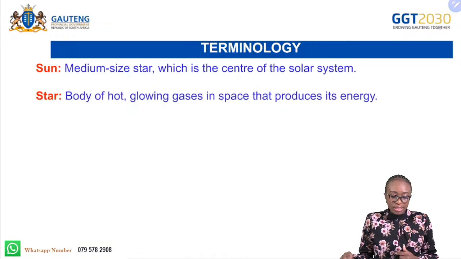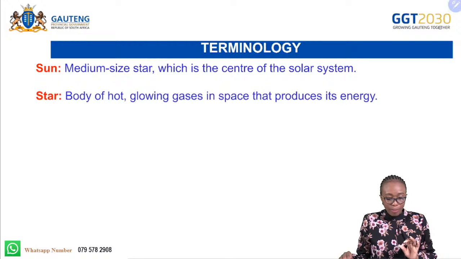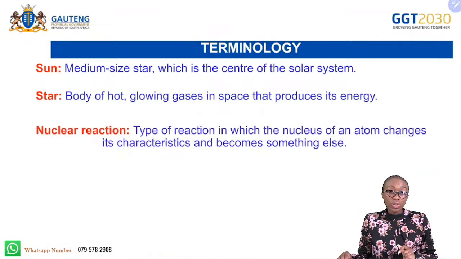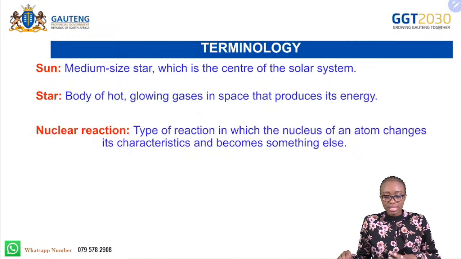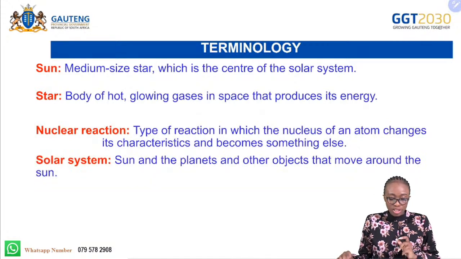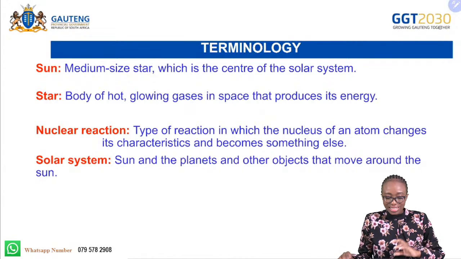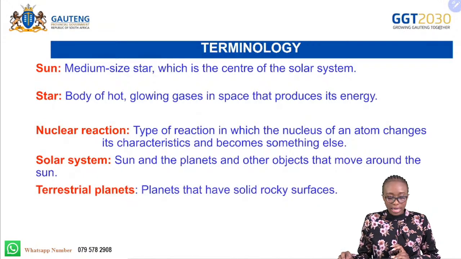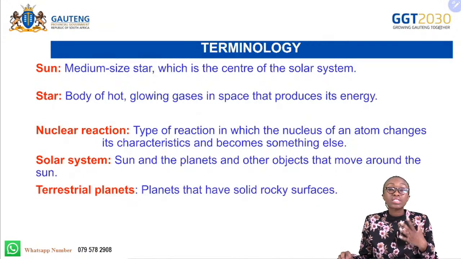And then star, what is a star? This is a body of hot glowing gases in space that produces energy. And then nuclear reaction, it is a type of reaction in which the nucleus of an atom changes its characteristics and becomes something else. And then solar system, this is the sun and the planets and the other objects that move around the sun. And then terrestrial planets, these are planets that have solid rocky surfaces.